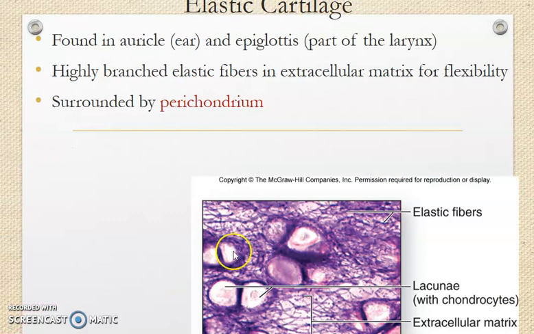Our third one is elastic cartilage. This one has these elastic fibers, so these nice black elastic fibers in its matrix. Hence it gets its name. We still have chondrocytes in lacuna. It has a perichondrium. It's not on here. It's found in the epiglottis, which is part of your larynx. It prevents you from choking. And the auricle is your ear. So this allows the cartilage to basically spring back like elastic.